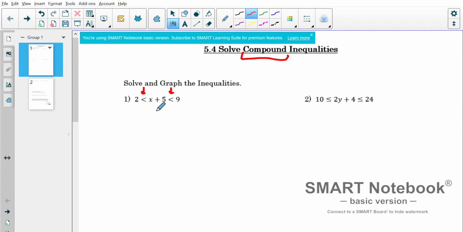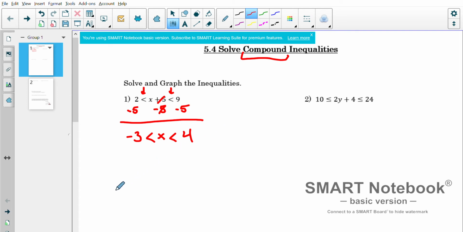Inverse operation still. So we are going to subtract 5 from the middle. Now, with compound inequalities, whatever we do to the middle, we must do to both sides. So we are going to subtract 5 from the left side, and we are going to subtract 5 from the right side. As I do this, 2 minus 5, negative 3, keep the inequality symbol, is less than, inverse is canceled, so x is less than, 9 minus 5 is 4. X is by itself. So this is our compound inequality.